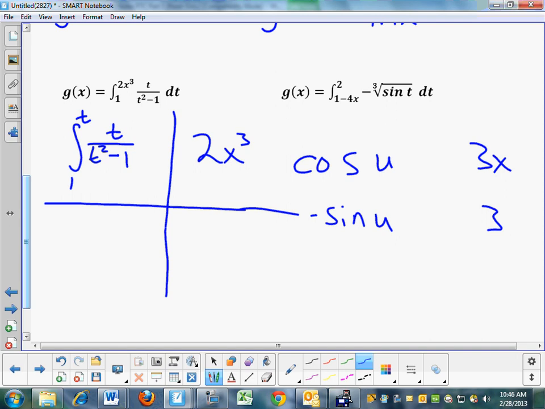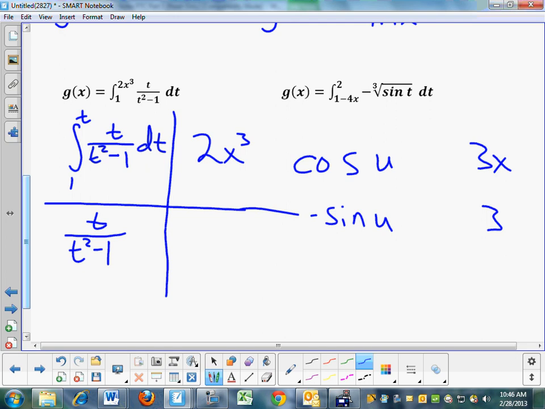So, if you take the derivative of this, okay, what goes away? The area part goes away, right? And you're just left with this, t over t squared minus 1.